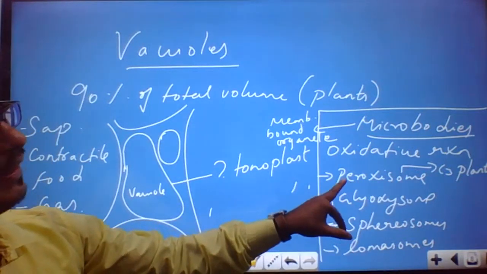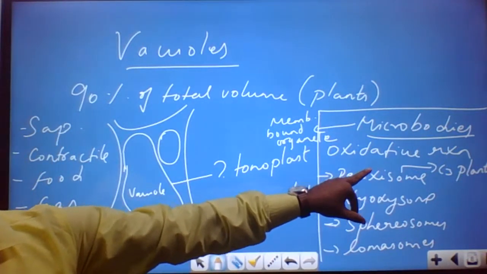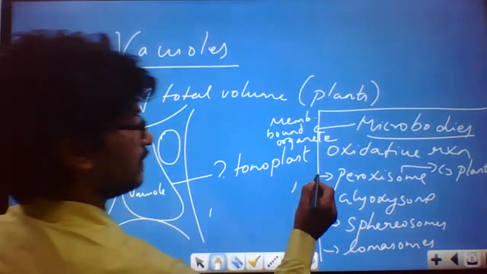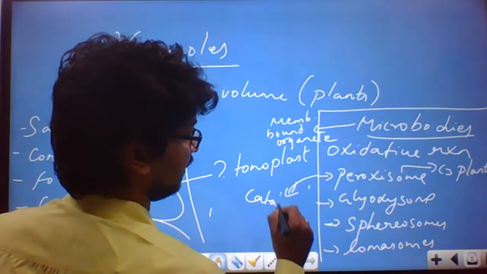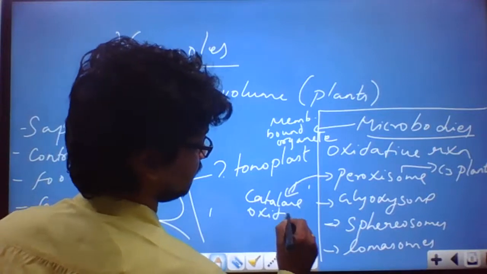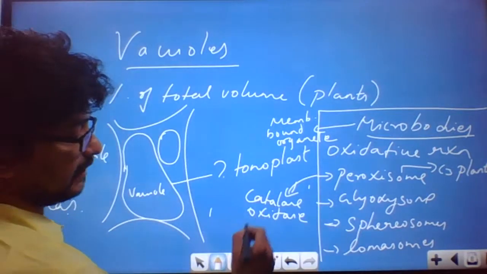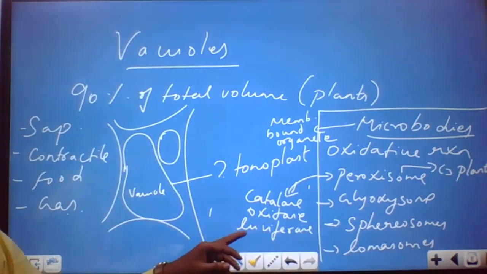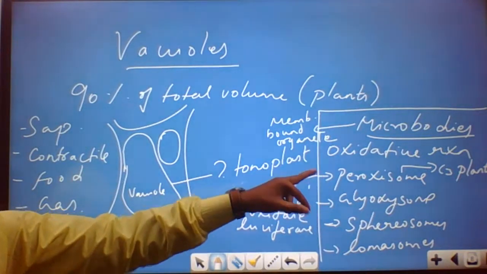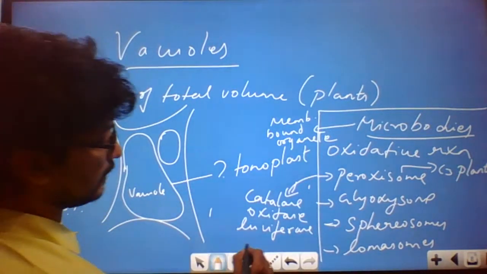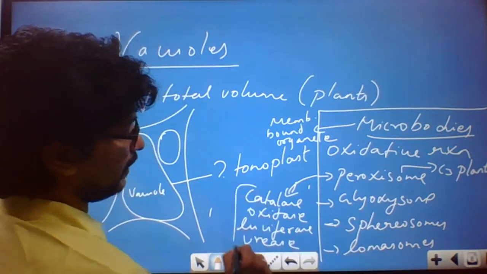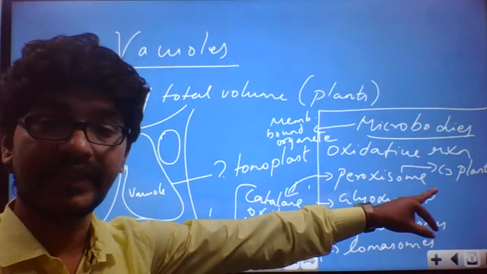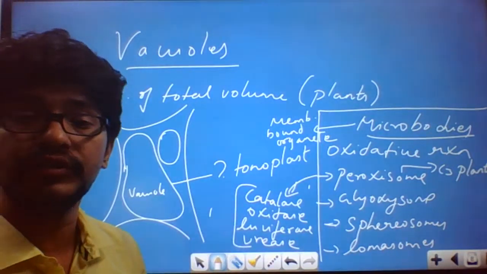So these peroxisomes are present in C3 plants, which perform a very important role by producing enzymes like catalase, urease, oxidase, and luciferase. These are the different types of enzymes produced by this type of peroxisomes. These are very common enzymes produced by peroxisomes, and this plays a very important role in C3 plants, especially in photosynthesis.